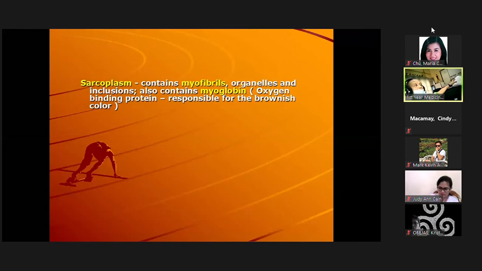Sarcoplasm, because it is the cytoplasm of the muscle cell, contains myofibrils, organelles, and inclusions. It contains myoglobin. The myoglobin is the oxygen binding protein of the muscle responsible for the brownish color.